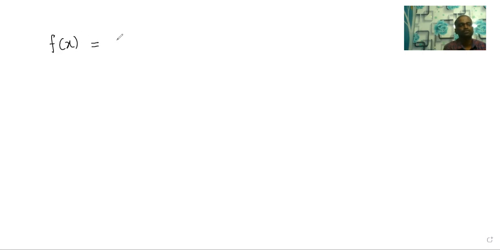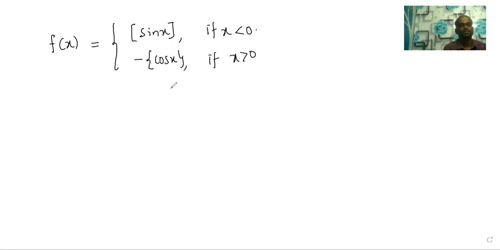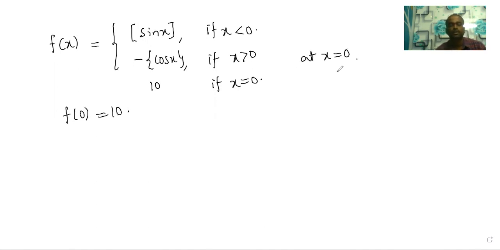Suppose f of x is equal to box function of sin x when x is less than 0, and minus fractional part of cos x if x is greater than 0, and it will be 10 if x is equal to 0. So clearly here the value of the function at 0 is 10. Now for this function at x equal to 0, it has isolated point type discontinuity.